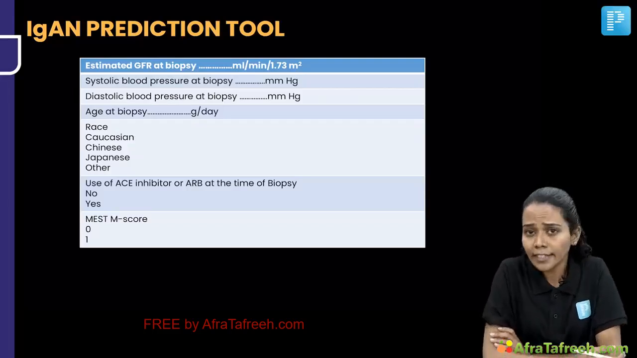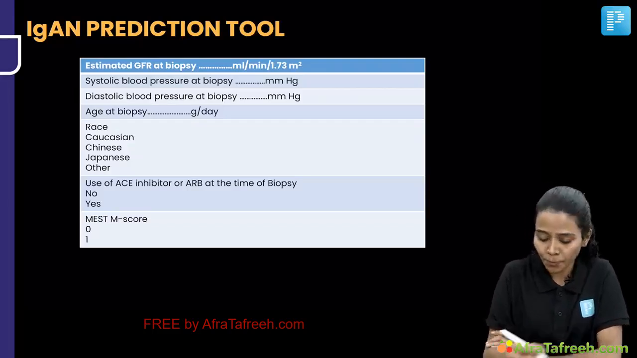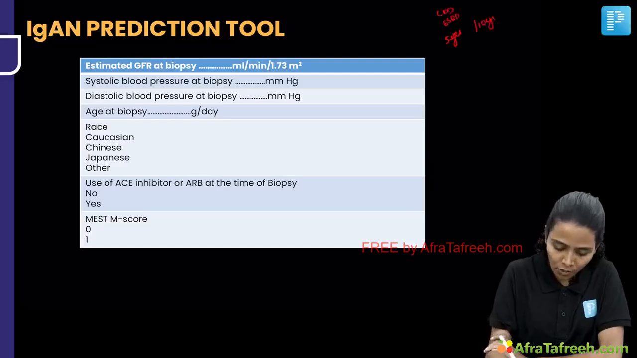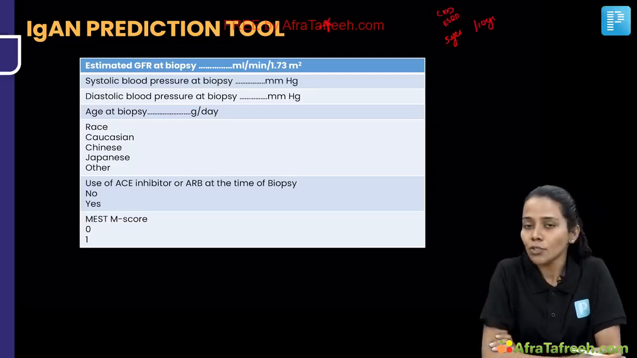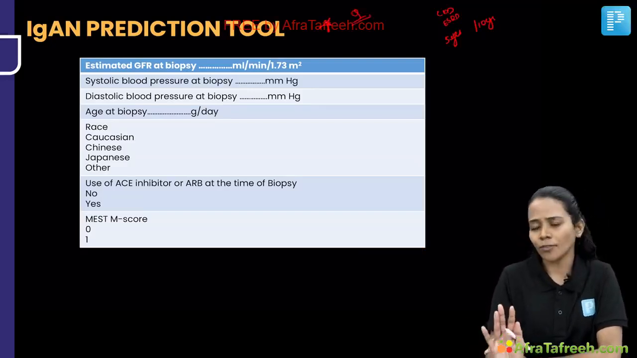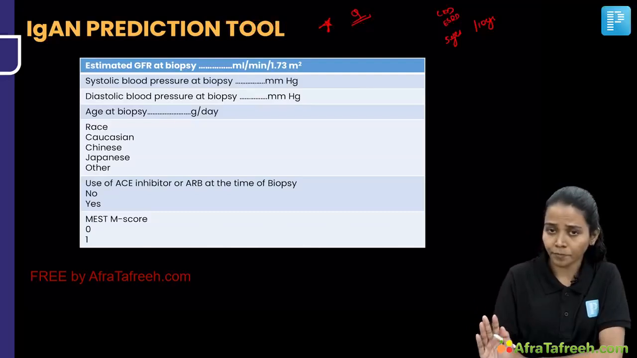So, an international prediction tool came up which predicts the risk of ESRD at 5 years and 10 years. Okay. So, this is called the IgAN prediction tool. So, this is very important. This has been asked as a question recently. So, you have to just know what the components of it are.